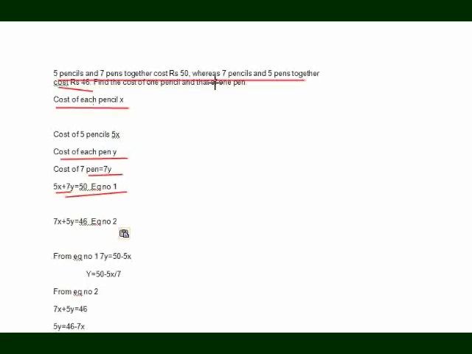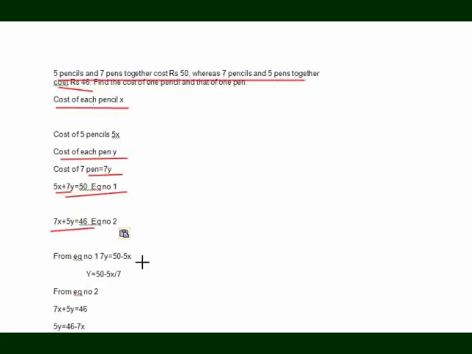And according to the next condition, the cost of 7 pencils and 5 pens together is rupees 46. What will be the cost of 7 pencils? If each pencil costs rupees x, the cost of 7 pencils will be 7x, and the cost of 5 pens will be 5y, as the cost of each pen is y. So according to the condition, the total cost will be 46. So 7x plus 5y is equal to 46.